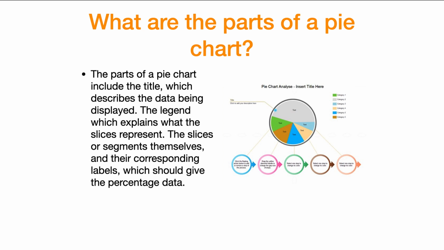What are the parts of a pie chart? The parts of a pie chart include the title, which describes the data being displayed; the legend, which explains what the slices represent; the slices or segments themselves, and their corresponding labels, which should give the percentage data.